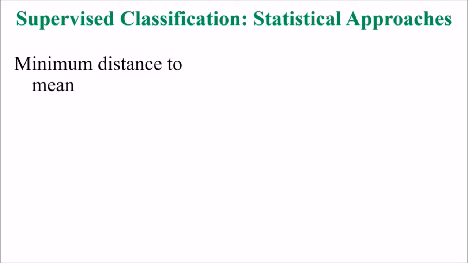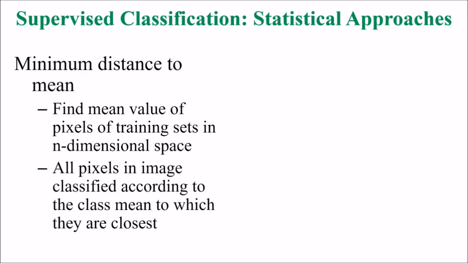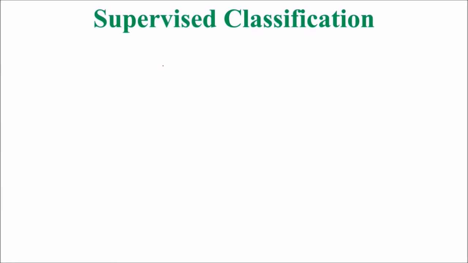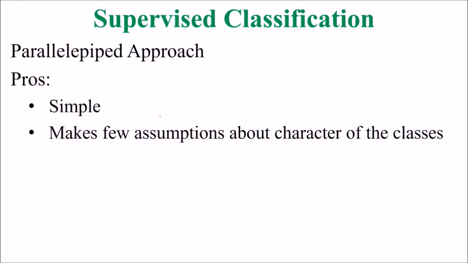So the statistical approach in supervised classification, as we said, minimum distance to mean. What you do here, we find the mean value of pixels of the training set in n-dimensional space, and all pixels in the image are classified according to the class mean to which they are closest. That is the minimum distance to mean, like this. So this is the area, a mean to which they are closest. In the parallelepiped approach, what are the pros? It is quite simple.